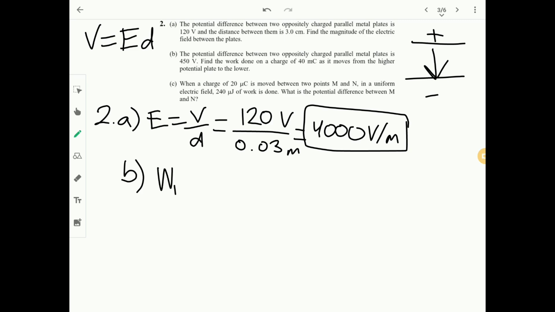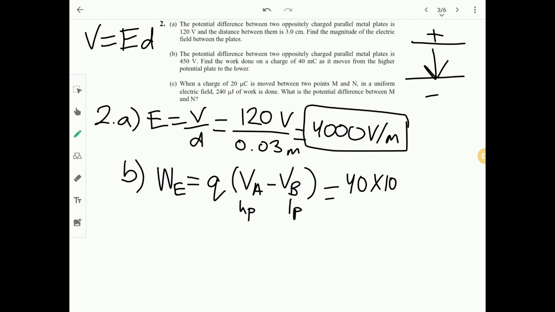So in this case, the work done by the electric field is equal to the charge times VA minus VB, where VA is the high potential and this is the lower potential, which means 40 times 10 to the minus 3 into 450, which is equal to 18 joules.